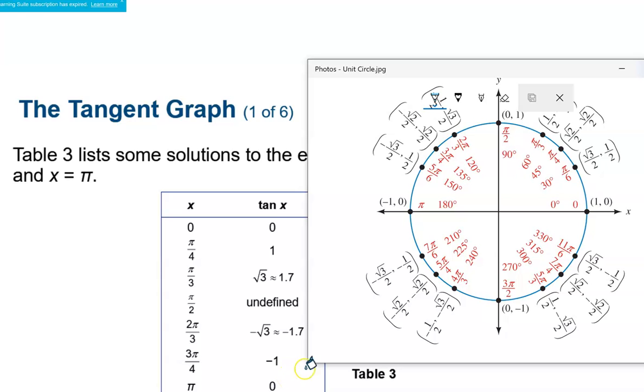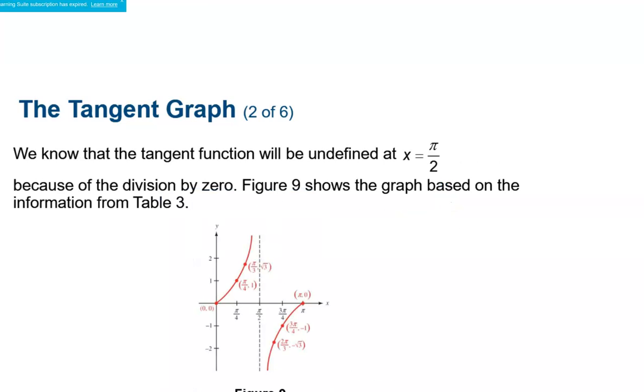And at pi, tangent is equal to 0 because the y coordinate is 0 divided by -1, which is equal to 0. So here's our graph of the tangent function. Because y equals tangent x is undefined at x of pi over 2, there's no point on the graph with an x coordinate of pi over 2. To help us remember this, we have drawn a dotted vertical line through x equals pi over 2. This vertical line is called an asymptote. The graph will never cross or touch this line.